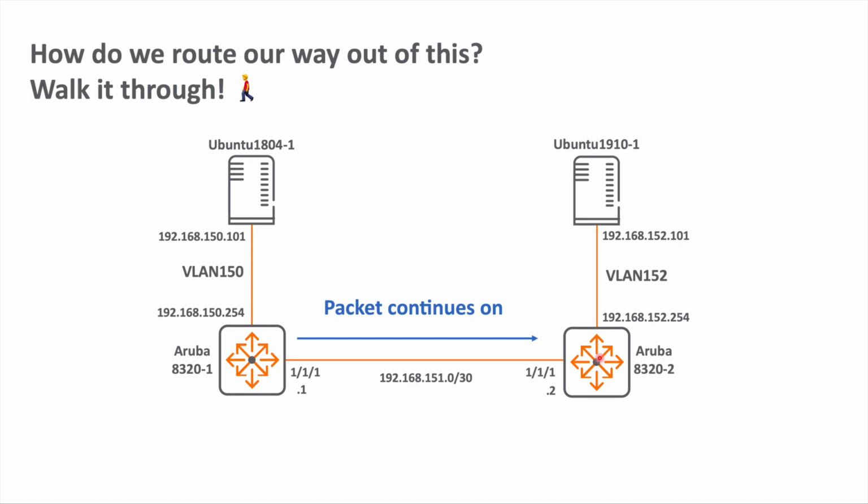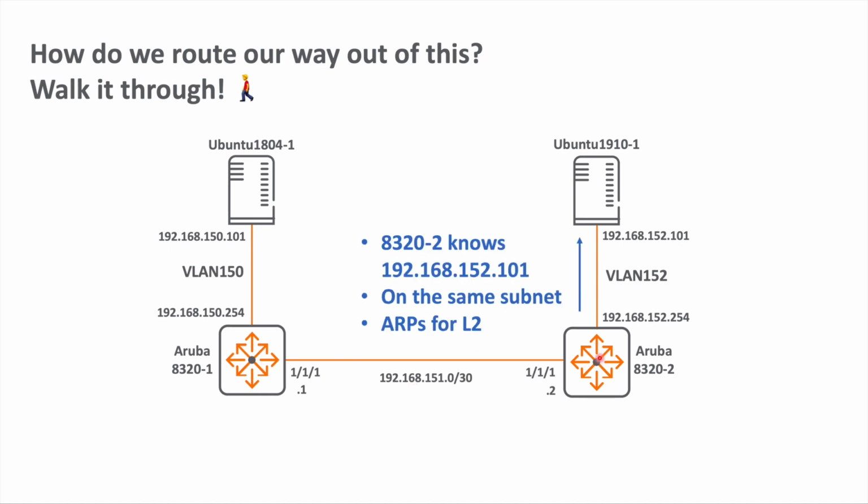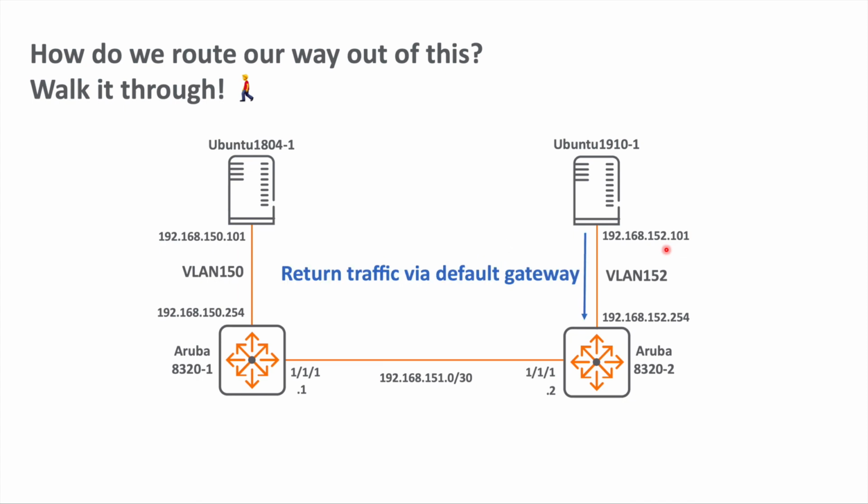So the packet would be able to get this far, and then the 8320-2, because it's got an interface on that subnet, knows about the destination IP address. It can ARP for it if it doesn't already know the layer 2, and then we will have comms in one direction. So let's work it back through then. The Ubuntu server will swap the source and the destination from the received ICMP request to create the response. The destination will be the source of the request. That's where it sends it back onto.